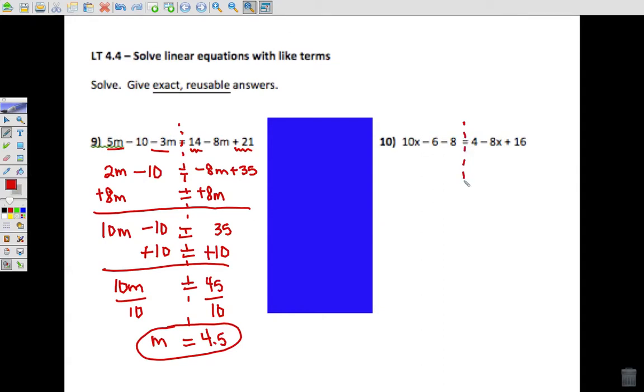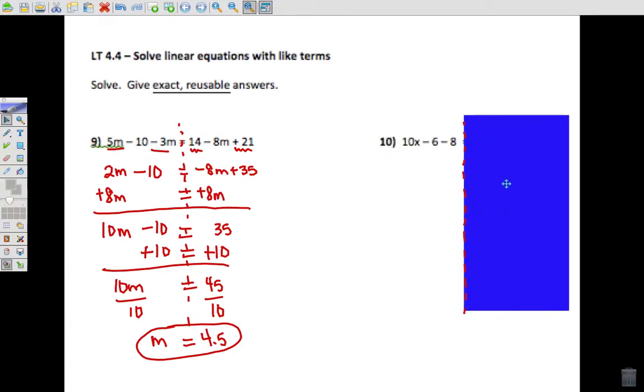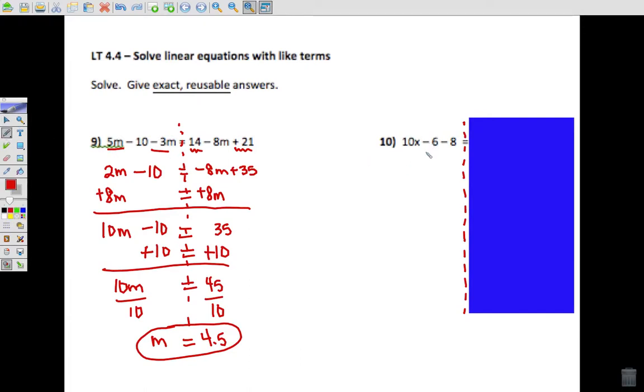So this second problem, again, dash line down through the equal sign to keep my equals lined up. For a moment, I'm going to ignore the right side of the equation and just look at the left side. And what I notice is I have two constants. So the 10x is going to come down. And then if I take my calculator and I punch in negative 6 minus 8, I get negative 14. So I'm going to write minus 14.